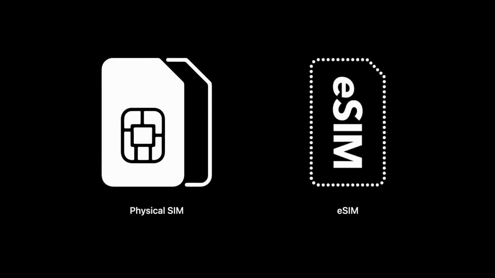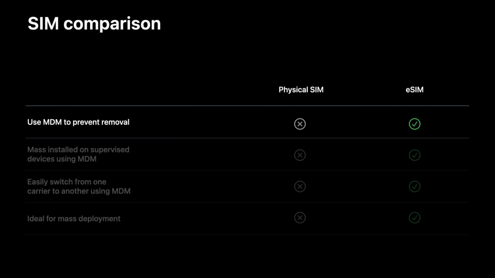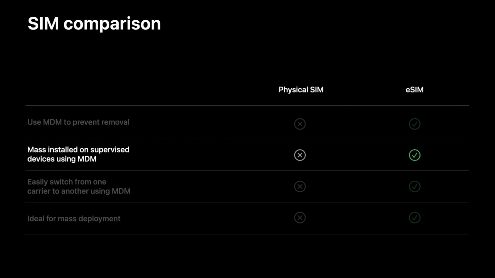When deploying cellular-enabled devices, you'll need to consider the type of SIM that will be used. A physical SIM or an eSIM. Unlike physical SIMs, which are easily removed and are prone to theft or loss, eSIMs are software-based and can be locked on the device with an MDM restriction. They are also much easier to deploy at scale, since they can be installed on hundreds, thousands, or tens of thousands of devices using MDM. This is much more efficient and cost-effective than physically inserting SIMs.